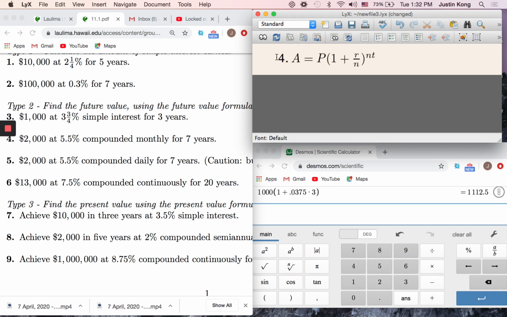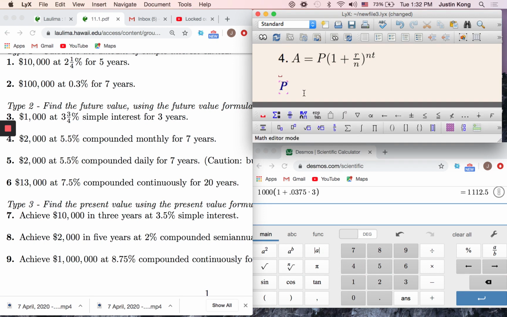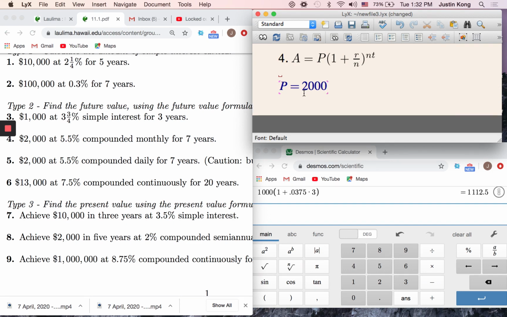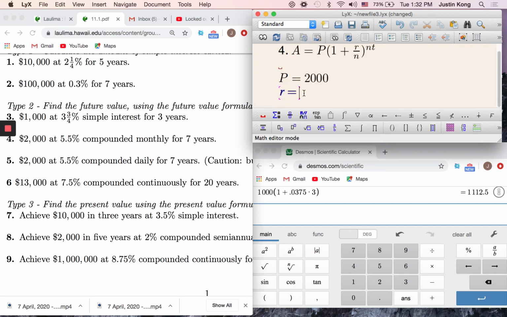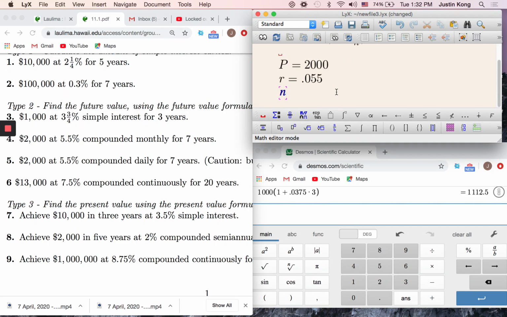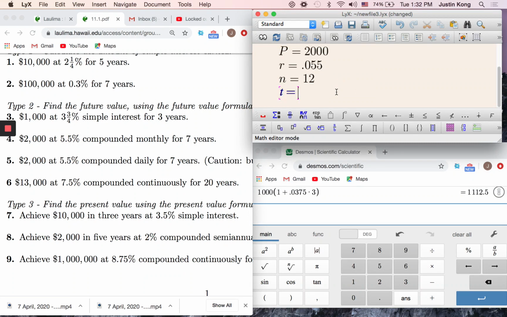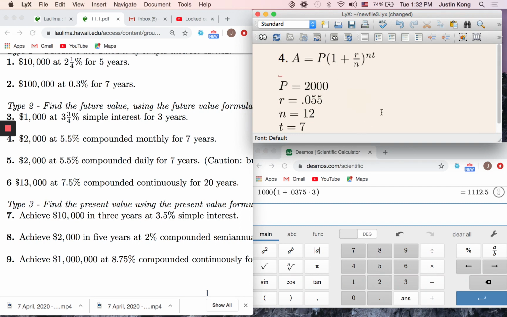So I'm just going to fill in what my individual values are. But before that, I'm just going to make a note of what everything is. I'm trying to figure out A. I'm going to write what P is first. P is $2,000. And then what is R? R is 5.5%. So as a decimal, 0.055. Okay. N is the number of times compounded in 1 year. So compounded monthly means 12. And then T is the number of years. So T is, in this case, 7 years. So 7 like this.